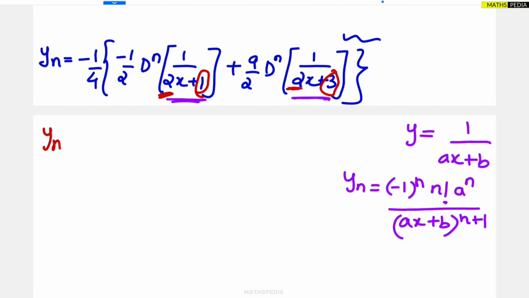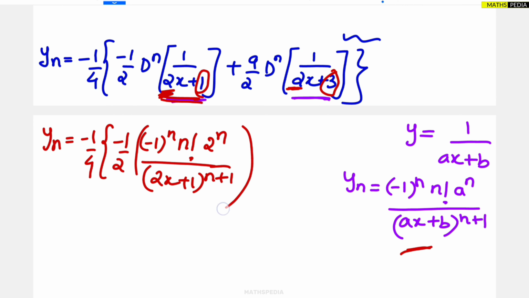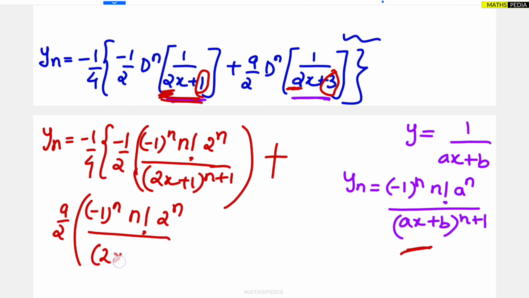So what will happen to yn is equal to minus 1 by 4 as it is. Okay, minus 1 by 2 also there. Now nth derivative, compare it with this formula. It will be minus 1 power n into n factorial into a. What is a value? Coefficient of x, which is 2. So 2 power n whole divided by 2x plus 1 power n plus 1, right? Then plus 9 by 2 into minus 1 power n into n factorial into a value is again 2 power n divided by 2x plus 3 power n plus 1.